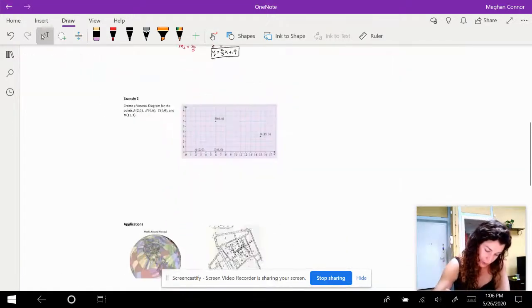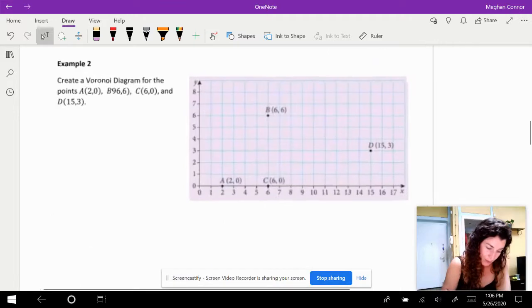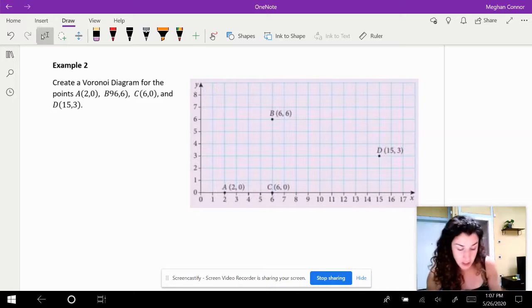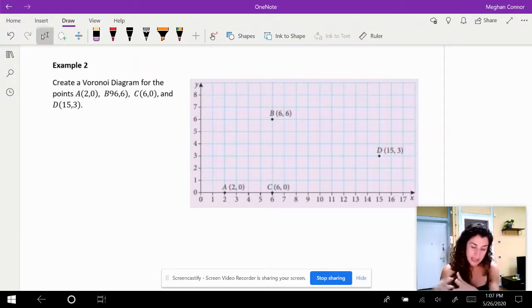All right, example 2, which is our last example for today. Create a Voronoi diagram for these points. So we have 4 different points. We're going to try and focus on each triangle at a time. So I'm going to focus on the ABC triangle first.